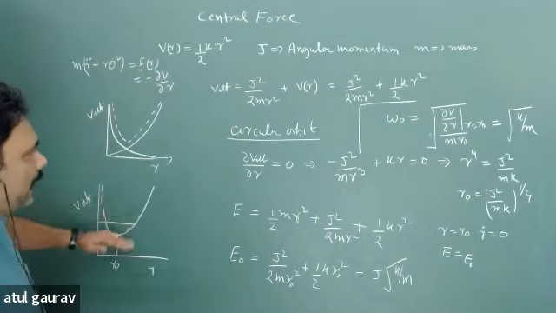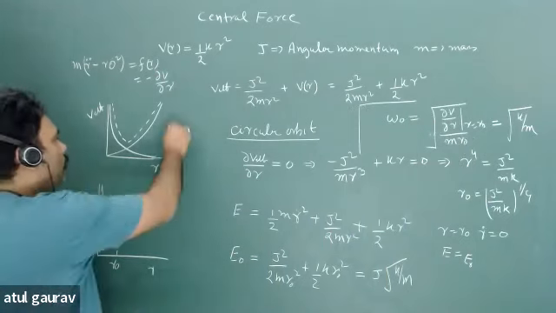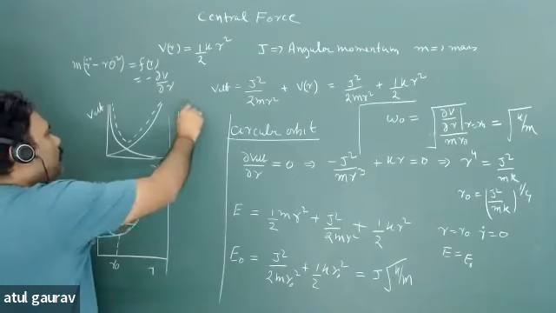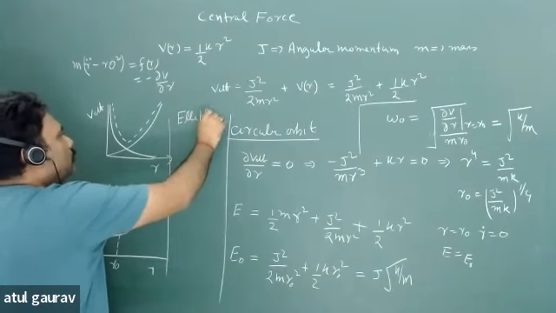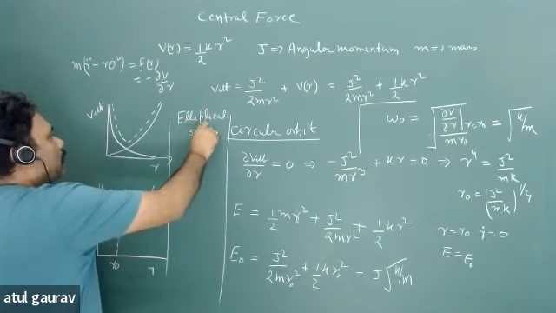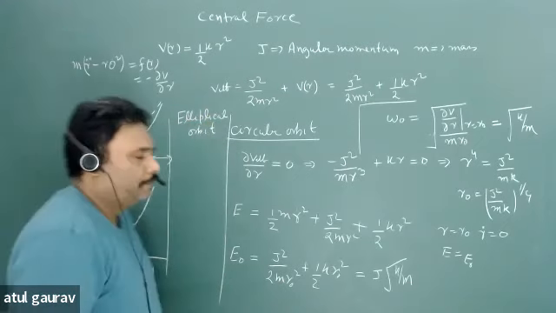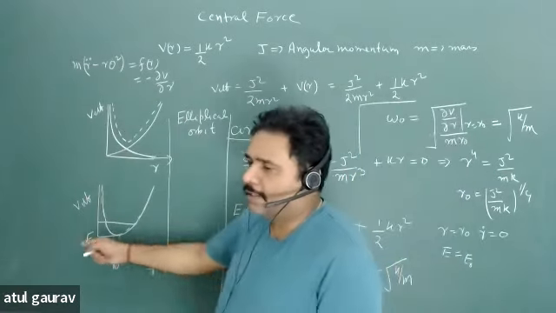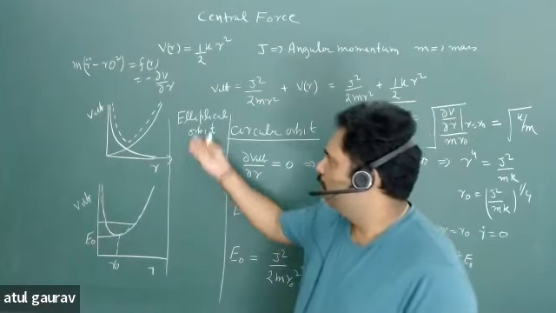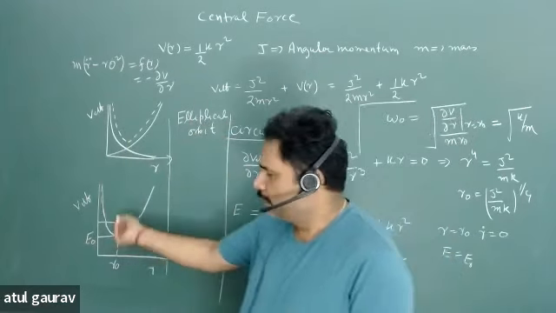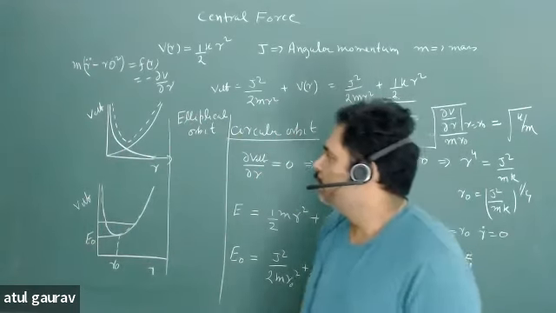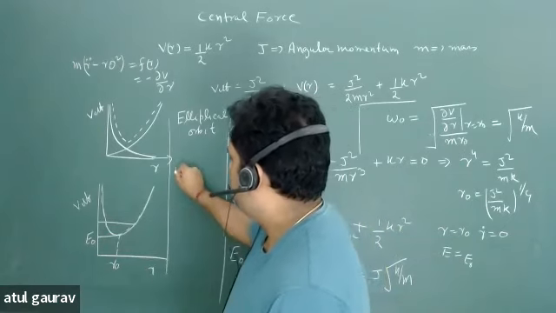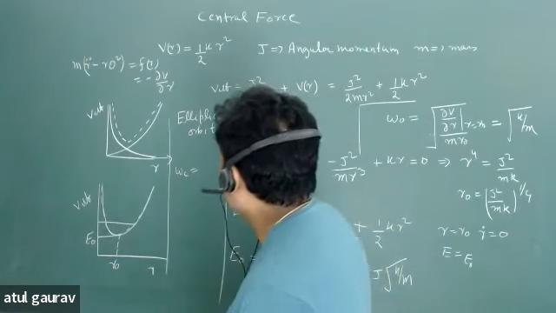Now, if you are going to change the energy, then we have to go for an elliptical orbit. You can only increase energy, you cannot decrease energy below E naught, because all that region is classically forbidden. So you have an elliptical orbit. If you are going to increase this particular thing, then what will your angular frequency be?